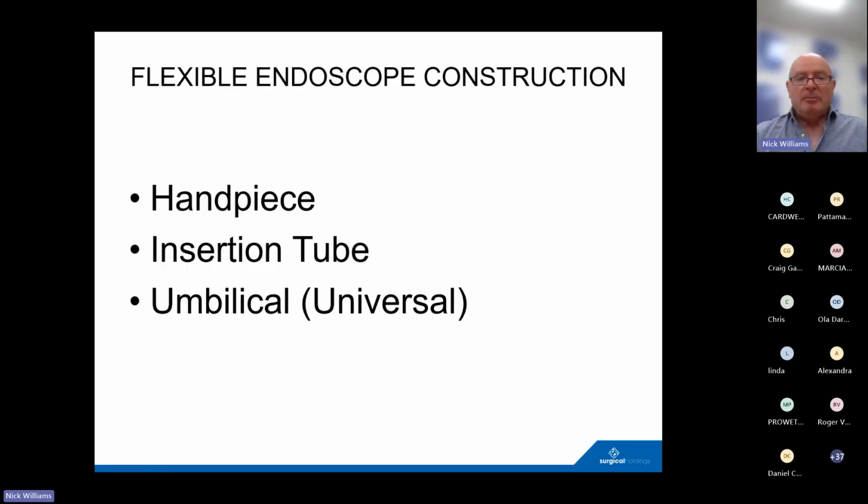So, basic construction of a flexible endoscope: 3 sections. The handpiece, obviously, not surprisingly, where you hold it, or it's termed the control body, the insertion tube, and the umbilical, which goes to the light source or the video processor. In some countries, that's called universal, so you may have heard of that as a universal rather than umbilical.